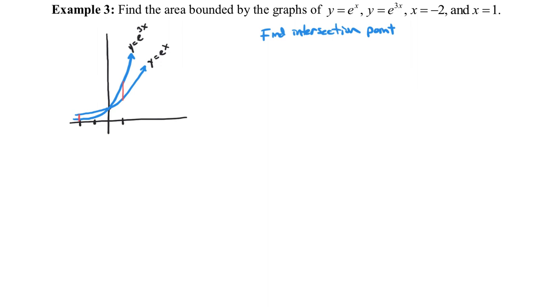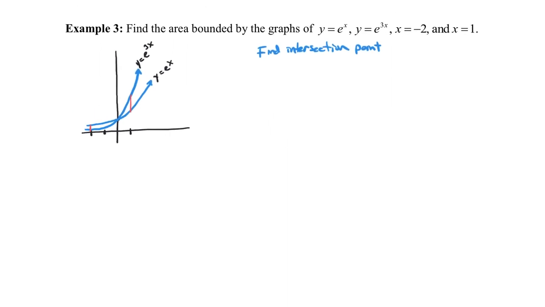Sometimes the software just does things like that for some reason. It just changes the screen a little bit. But okay, let's try to find this intersection point. So we'll set these equal to each other. This will be a good practice for us.